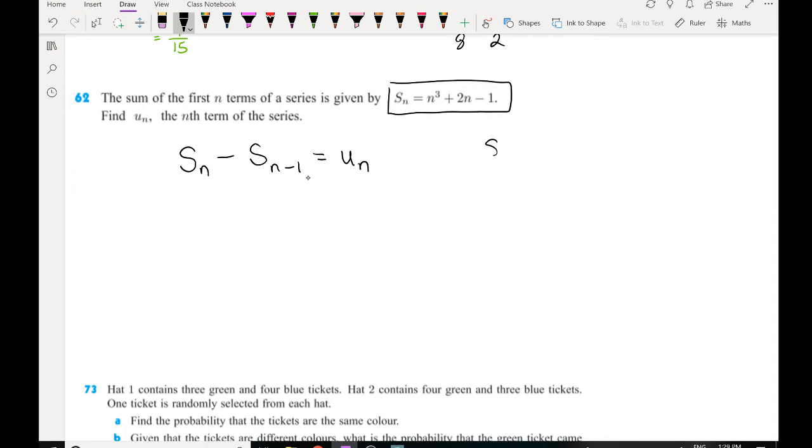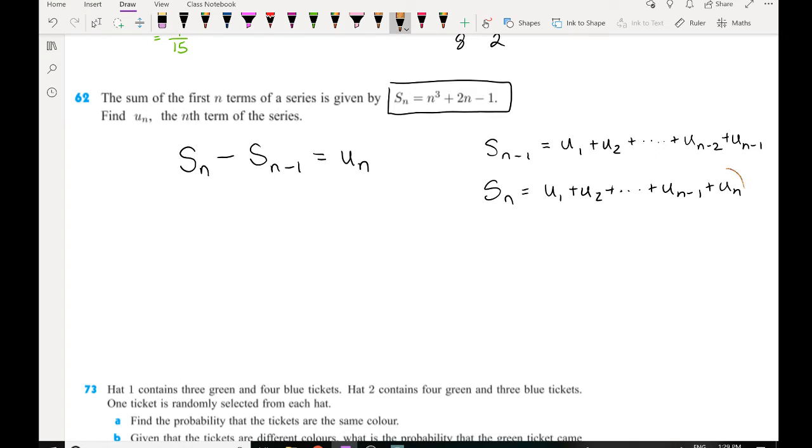The idea is that S n minus 1, the sum of the first n minus 1 terms, is u1 plus u2 plus all the way along until we get to the n minus 2 term plus the n minus 1 term, and then that's it. Whereas the sum of the first n terms is basically that entire list again, but at the end we've just added in the nth term. So by finding the difference, subtracting one from the other, we're just going to be left with that nth term.